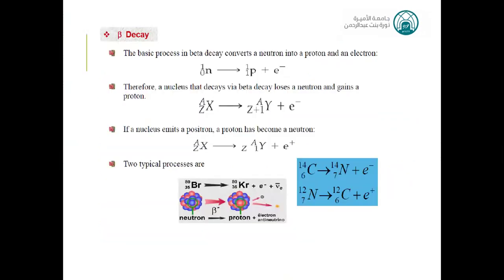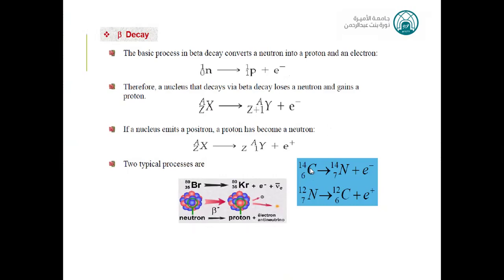Beta decay. The basic process in beta decay converts a neutron into a proton and an electron. The neutron converts to a proton and an electron, or the proton is converted to a neutron and gives a positron.